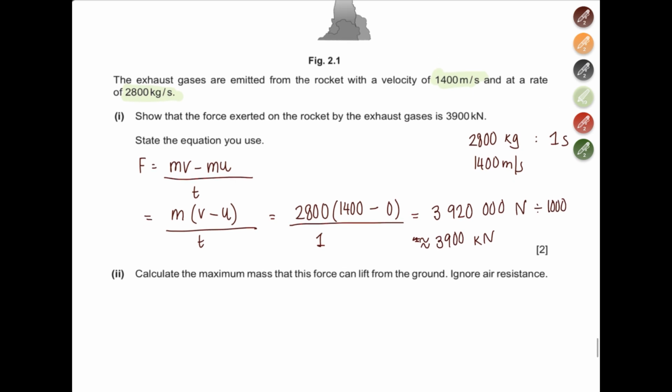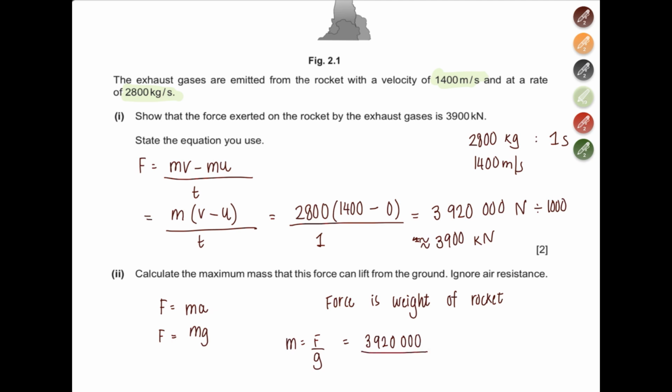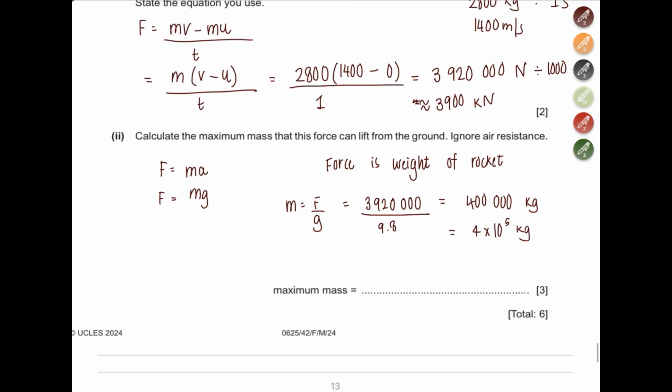Now, calculate the maximum mass that this force can lift from the ground. Ignore air resistance. So, force is going to be ma, but since this is acceleration due to gravity, we can say F equals mg. Force is the weight, okay? Mass is going to be F divided by g. F is 392,000 divided by g, which is 9.8, and this gives us 400,000 kilogram.